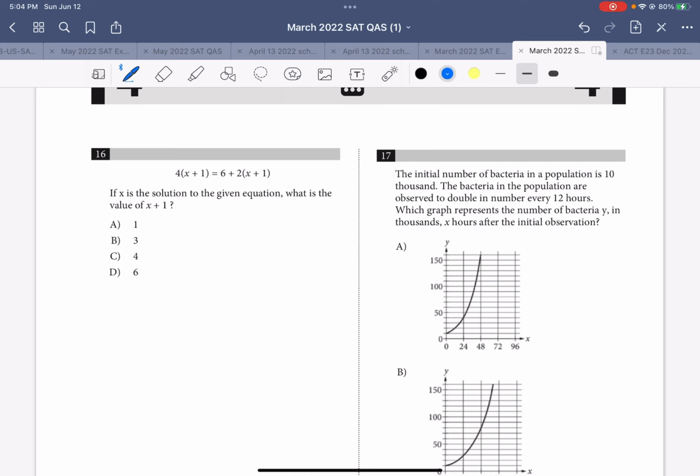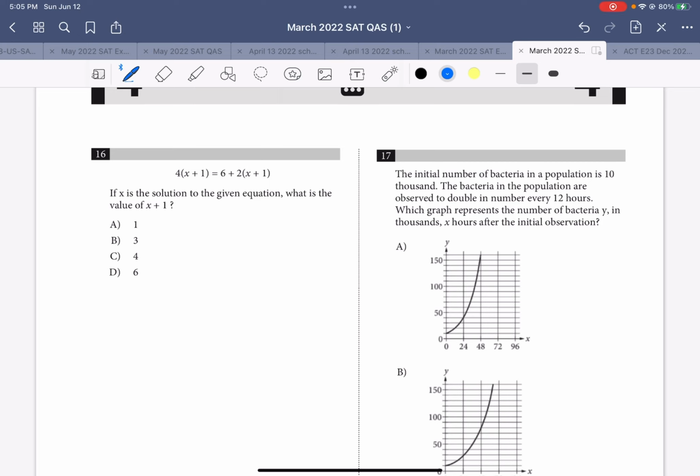Okay. They gave you that equation, and then x is a solution to the given equation. What is the value of x plus 1? Okay. So when you subtract negative 2x plus 1 from both sides, then that is just 2x plus 1, right? Because 4 minus 2 is 2. And that cancels out and leaves 6. So they ask you x plus 1, so you divide by 2 on both sides, so 3. So answer B.